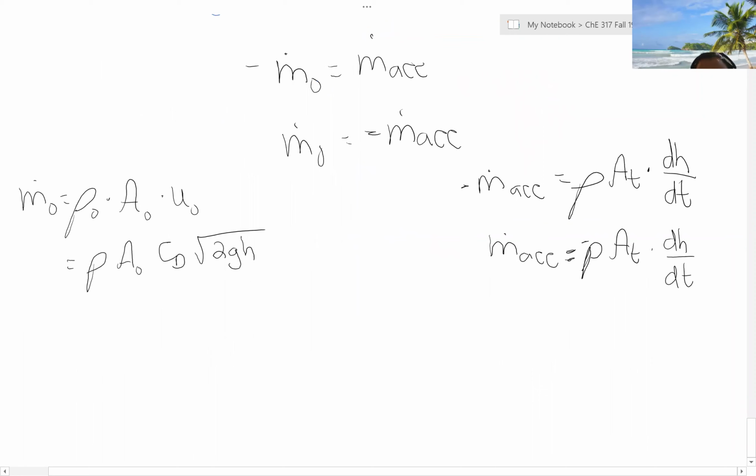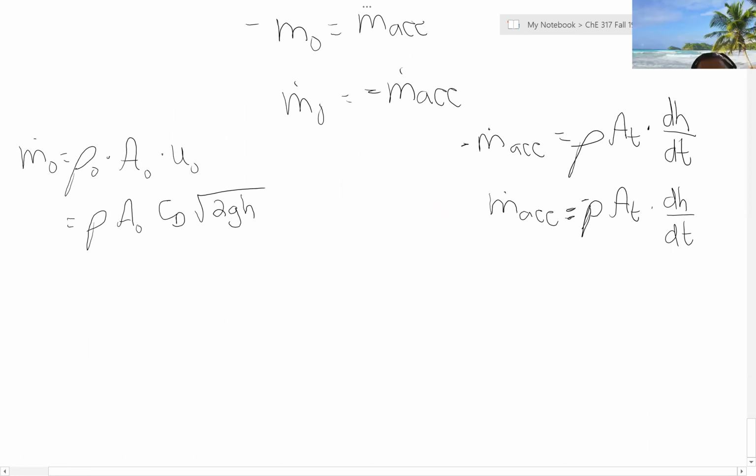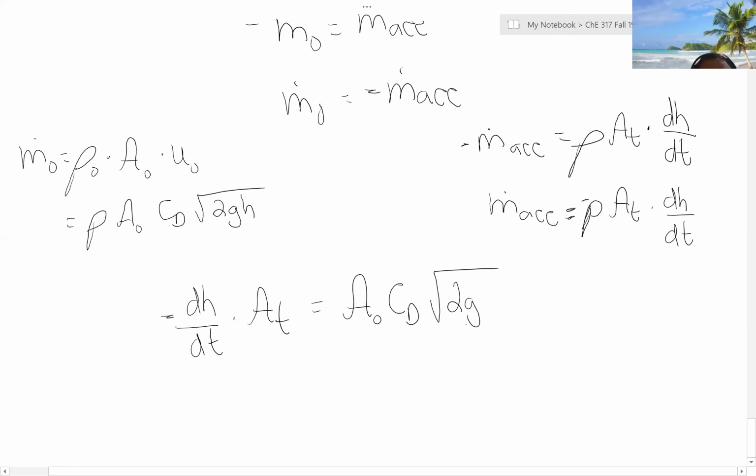So if I can combine these two expressions, what I'm left with, which I'm going to tweak a little bit here, is this: my densities cancel, because the density of water leaving the tank is the same density as the water in the tank. So I'm left with a negative change in height with respect to time times the area of my tank equals the area of the outlet, or the exit orifice, times my discharge coefficient times the square root of 2 times gravity times height.